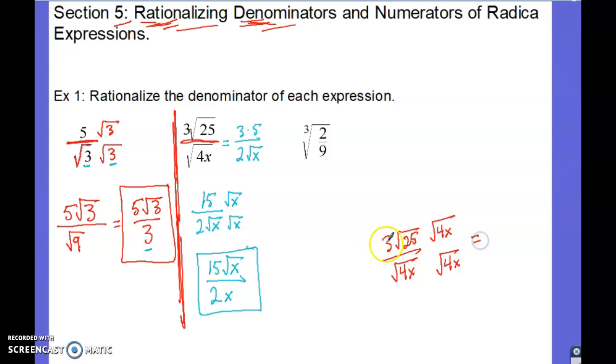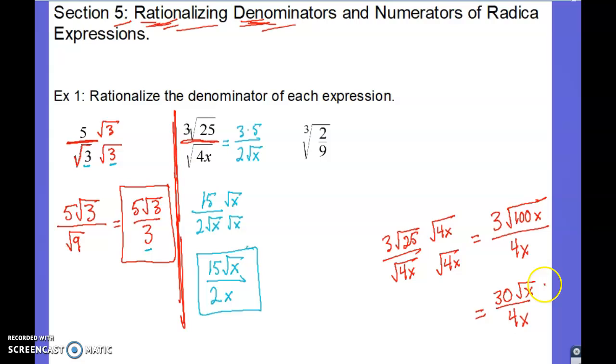So what you get, if you do this, maybe this student's way, is root 25 times root 4, root 25 times root 4 is root 100x, all over root 4x times root 4x is 4x. But now you have a lot of simplifying to do, because I know the square root of 100 is 10, and I can bring that in front. Well, you have 30 root x over 4x.